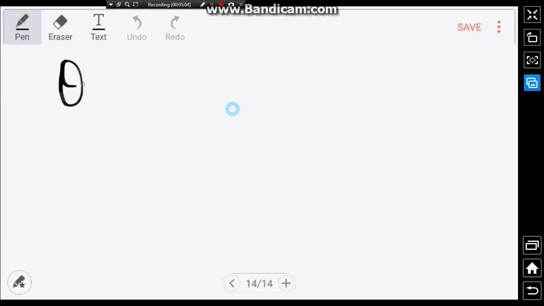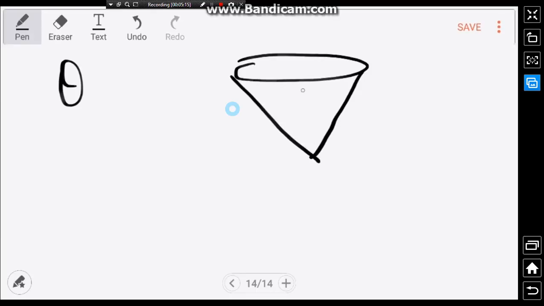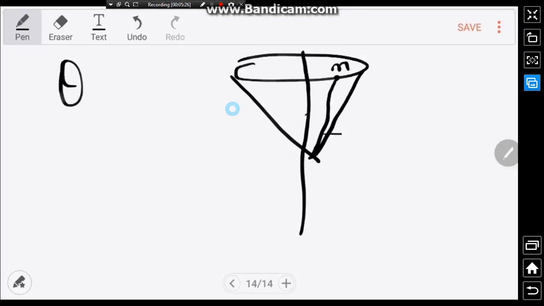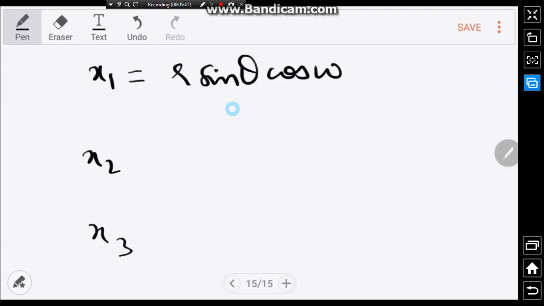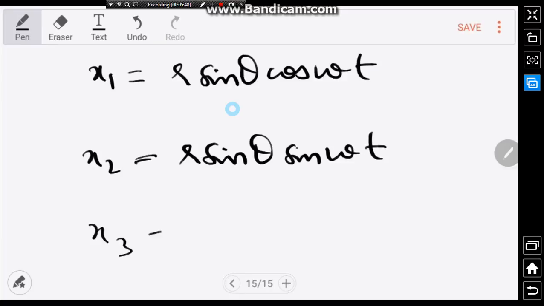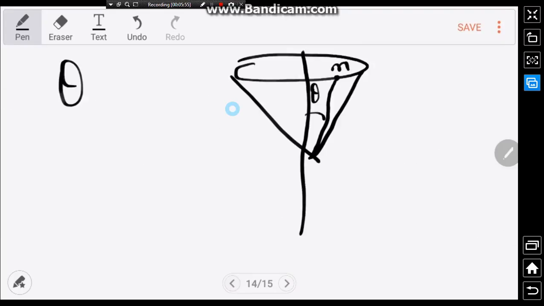Now, let theta be the angle that the straight line makes with the vertical in the reference diagram that we are using. Let me just draw the diagram again. This is the vertical axis, and if this is the rocket of mass m, this is the angle theta. Therefore, we get the coordinates x1, x2 and x3 as r sine theta cos omega t, x2 is r sine theta sine omega t, and x3 is r cos theta, where r is the distance from the apex, which is this point.